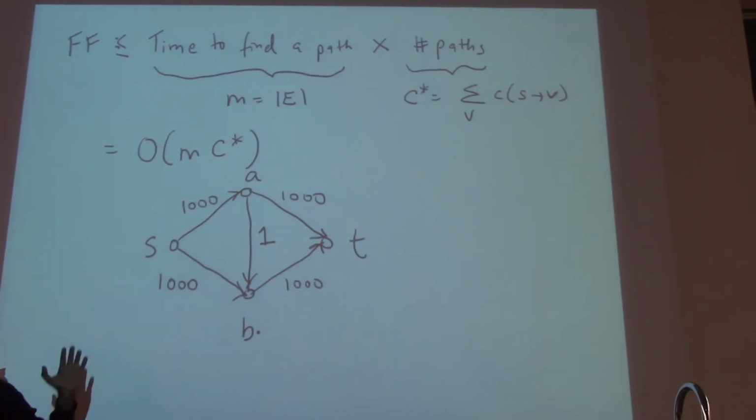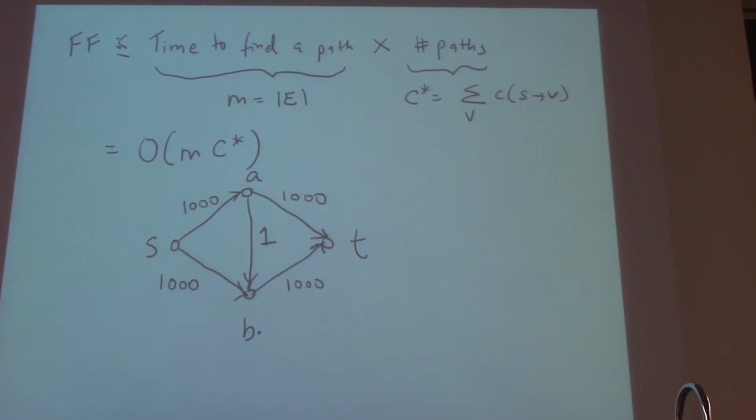Now, you of course will protest loudly. It's like, this is ridiculous. You should not do this. But I didn't tell it not to do this. I didn't tell the Ford-Fulkerson algorithm, hey, be smart about your paths. I just said, find any path.